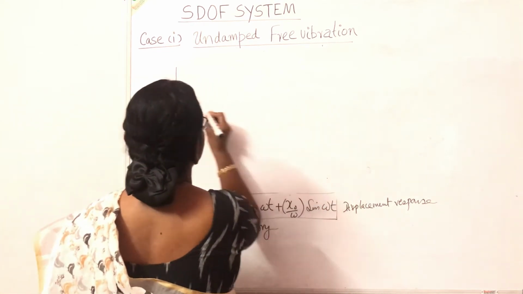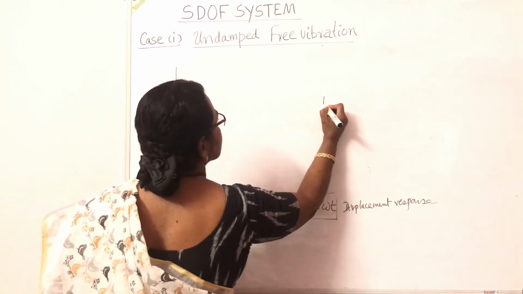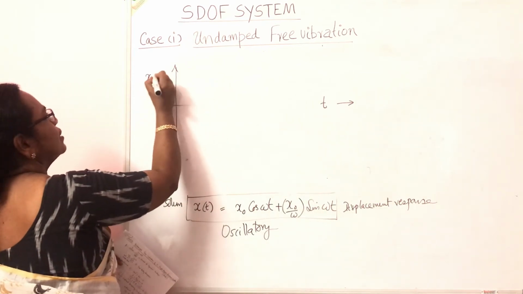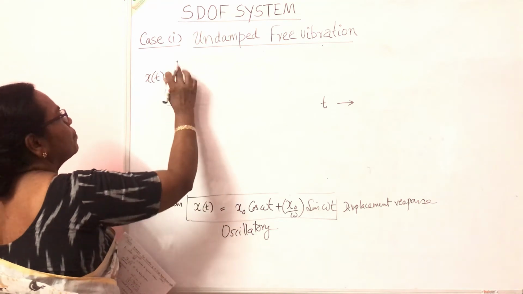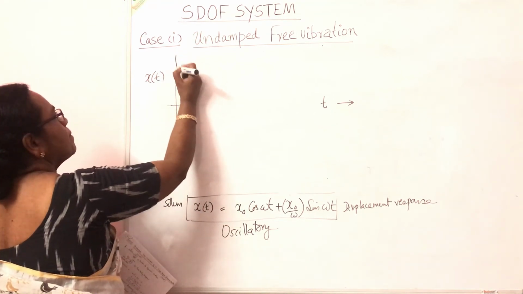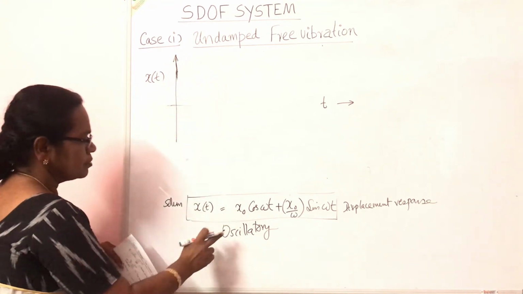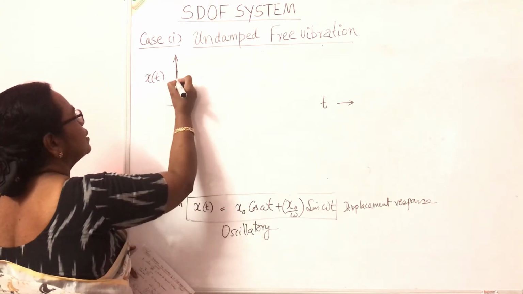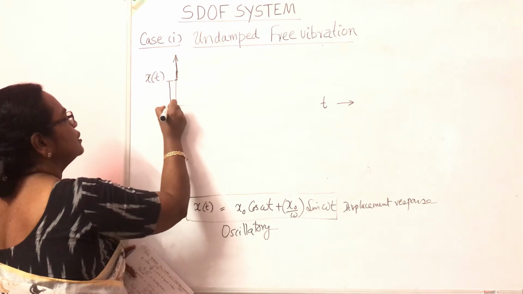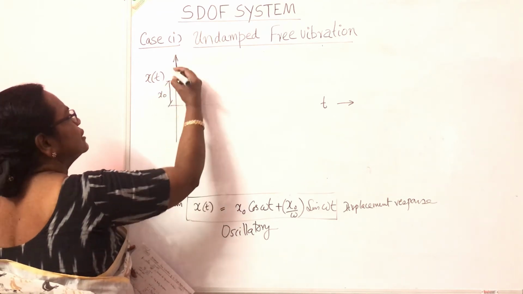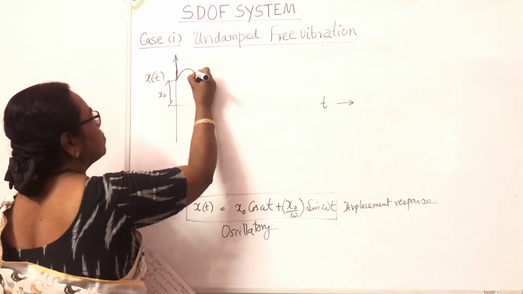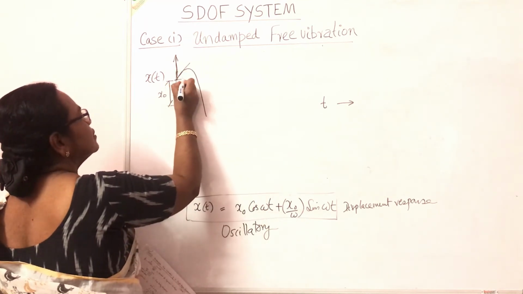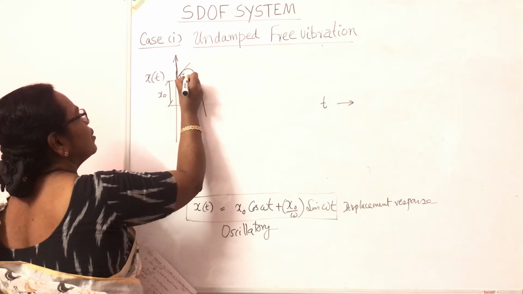This is the axis along which I mark t. Along this axis, I mark x. The system starts with an initial displacement x0. So from here I mark something which is called x0. This is the initial displacement. And it has some initial velocity. So the slope of the graph at this initial point, this is x0 dash, the initial velocity.